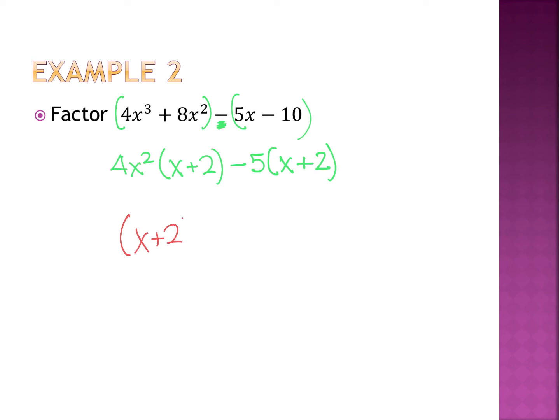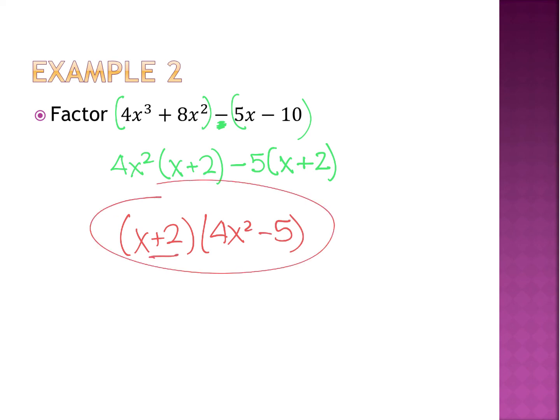So that means that this is going to factor by grouping. And then I'm left with 4x squared minus 5. And these are my two factors because x plus 2 can't be simplified. And 4x squared minus 5, although it's a difference, the 5 isn't a perfect square, so I cannot factor that one anymore.